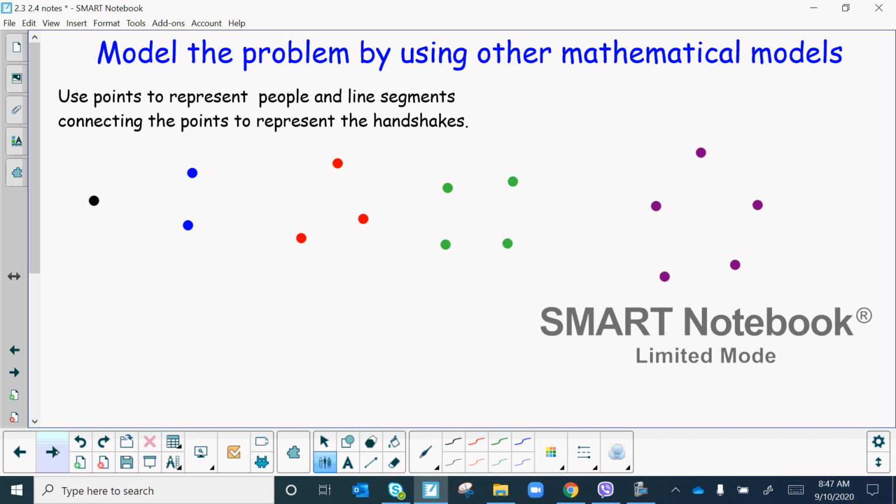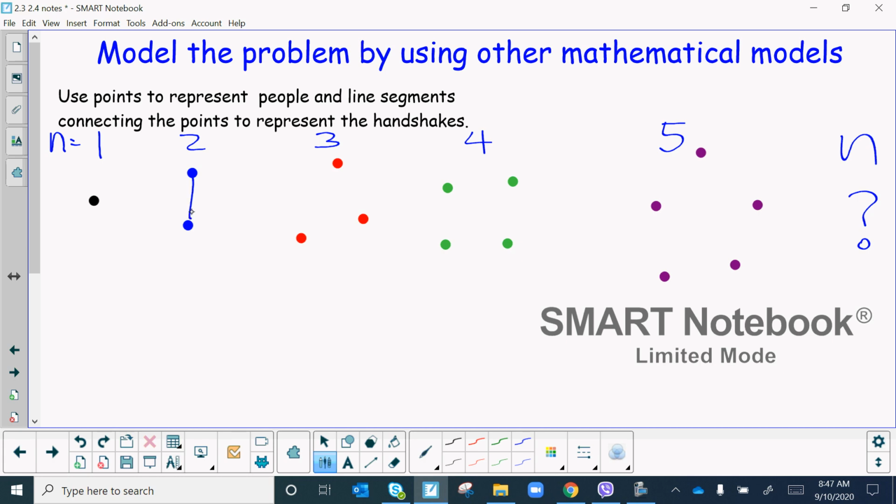You would definitely want to use the mathematical models, where you let points represent the people and the segments represent the handshakes, like I said earlier. So we're going to let n represent the number of people. So this is n equals 1, 2, 3, 4, and 5. And so let's talk about the handshakes.